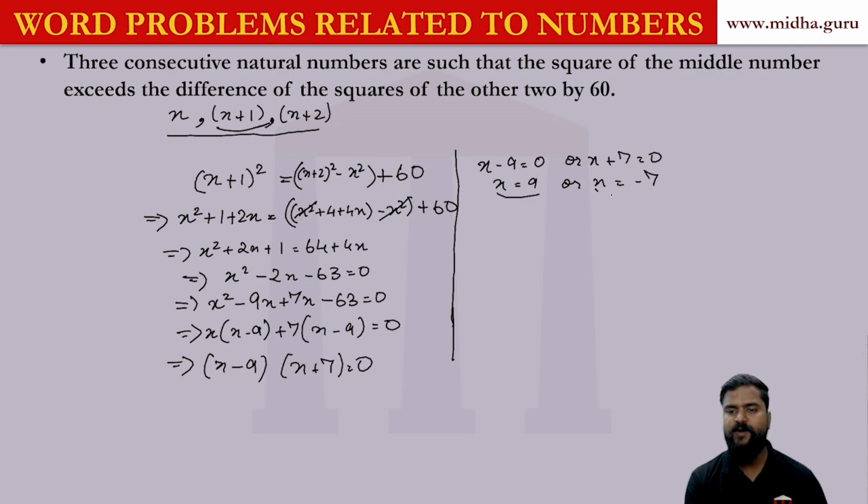Again, we have two values for the variable. But our question very clearly mentions natural numbers. And since we know minus 7 is not a natural number, it's an integer, we'll take the value 9. So the three numbers will be 9, that is x, x plus 1, that is 10, and x plus 2, which is 11. So these will be our three consecutive natural numbers which satisfy the given condition.